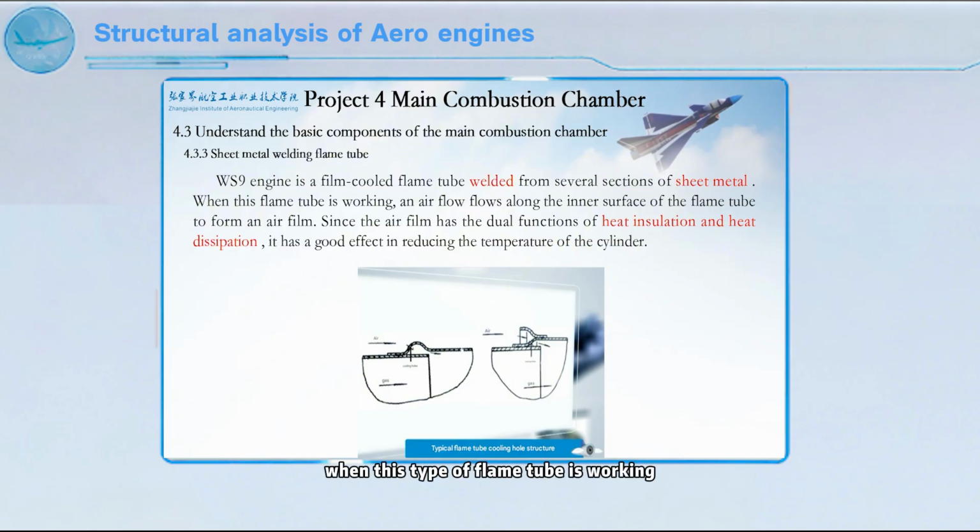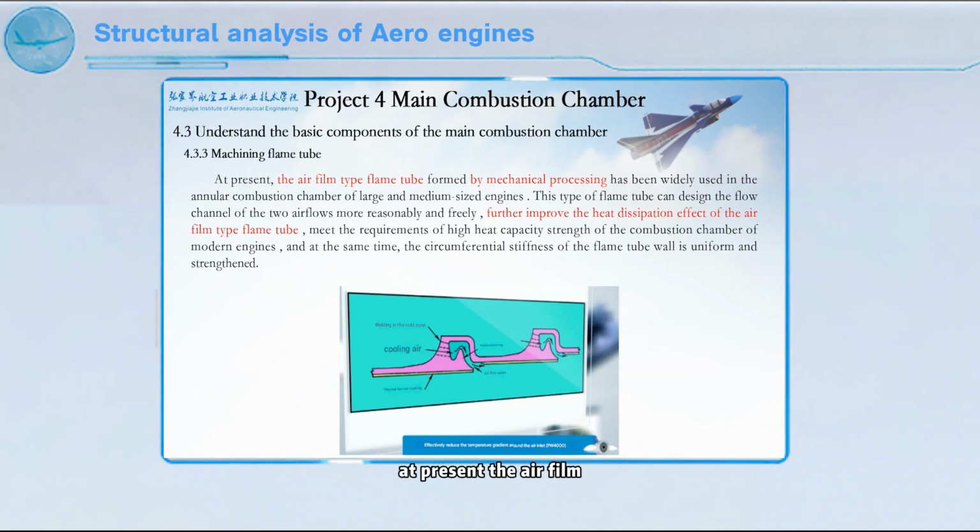When this type of flame tube is working, an airflow flows along the inner surface of the flame tube to form an air film. Since the air film has the dual functions of heat insulation and heat dissipation, it has a good effect in reducing the temperature of the cylinder. At present, the air film type flame tube, formed by mechanical processing, has been widely used in the annular combustion chamber of large and medium-sized engines.